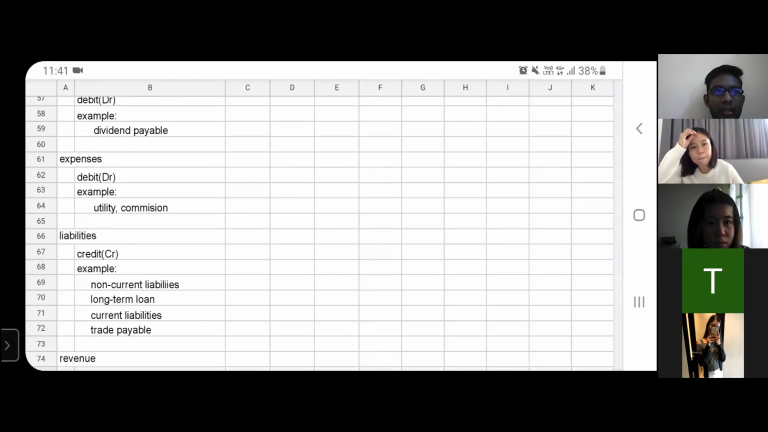Okay, next one will be expenses. Expenses are under the category income statement, so the normal balance will be debit. Examples of expenses are utilities, commission paid, general expenses, and other expenses involved in business.